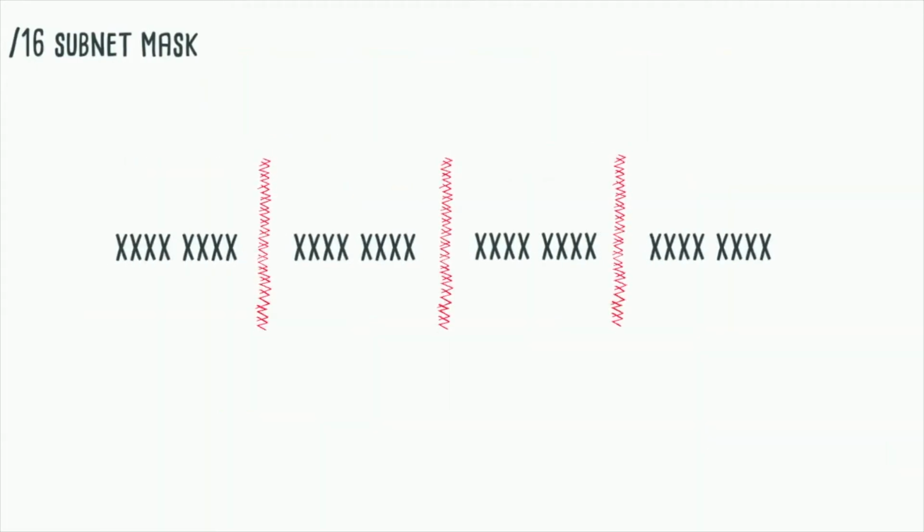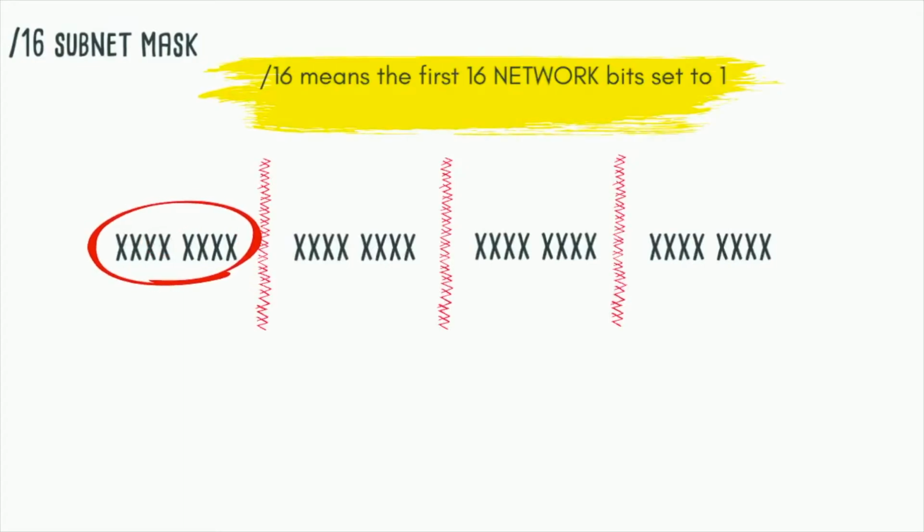Next, we look at the /16 mask in binary. In the /16 mask, the first 16 bits are for the network bits, and the remaining 16 bits are for the host bits. Here, the first 16 bits are set to 1.